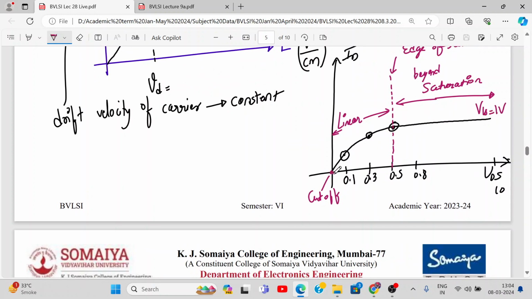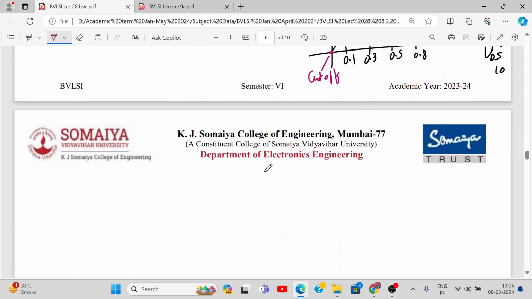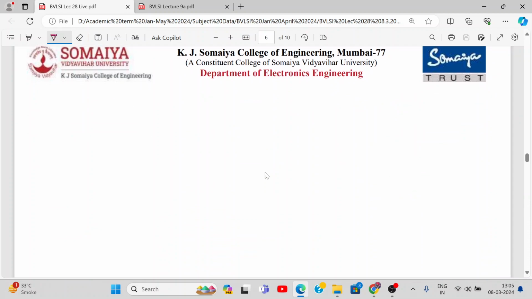Okay, everyone, we started with cutoff, then we moved on to linear, we moved on to edge of saturation, beyond saturation. You have understood a little bit of it? Yes, sir. Okay, now let us write the conditions. So please write these conditions first.